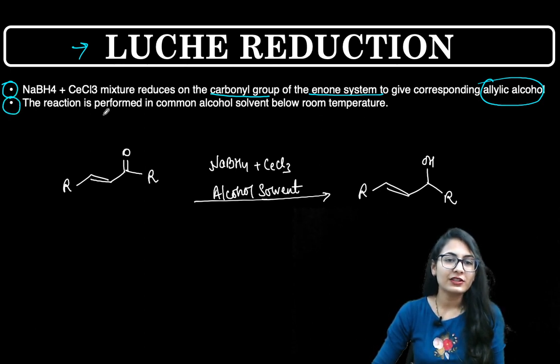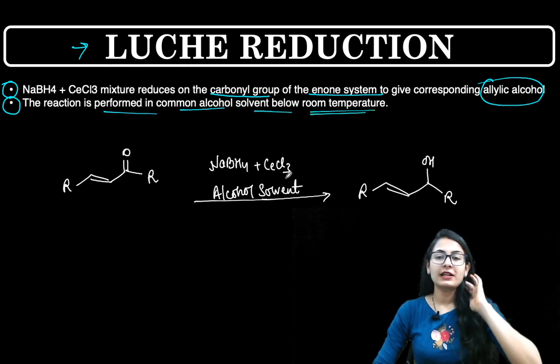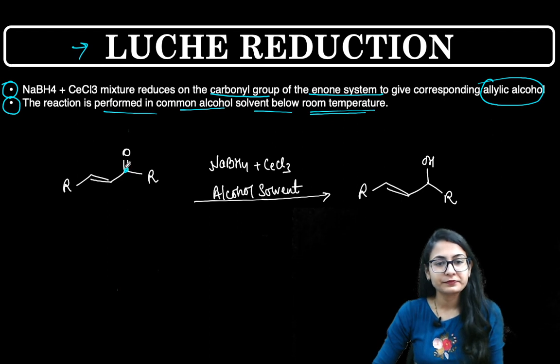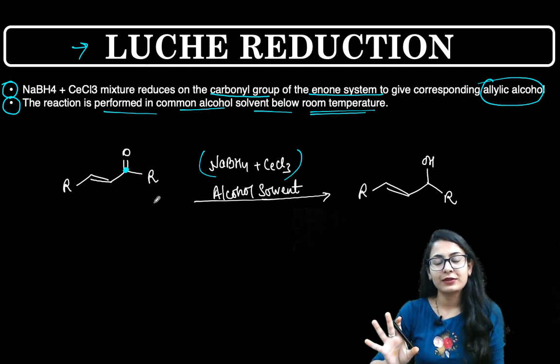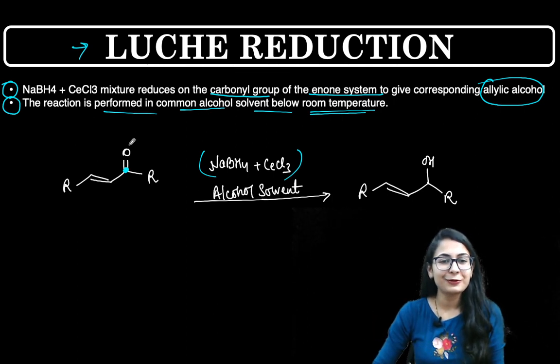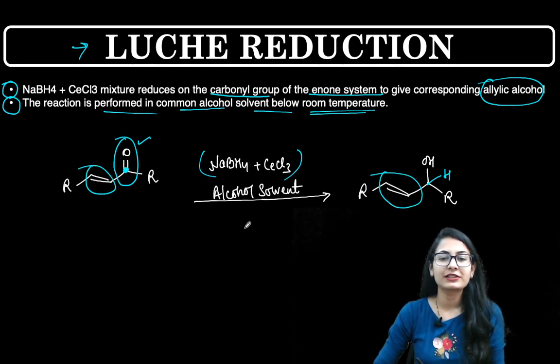Also, the reaction is performed in a common alcohol solvent below room temperature. So definitely it is a very reactive combination, but it knows where to react. How can we say that it knows? We are going to discuss that in the mechanism. It is only reducing the carbonyl to the alcohol, not touching the double bond. This is our Luche reduction.